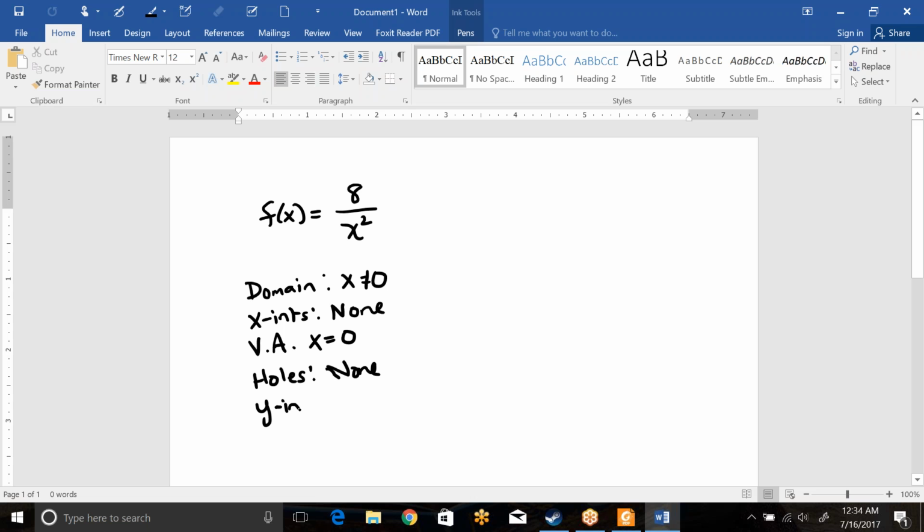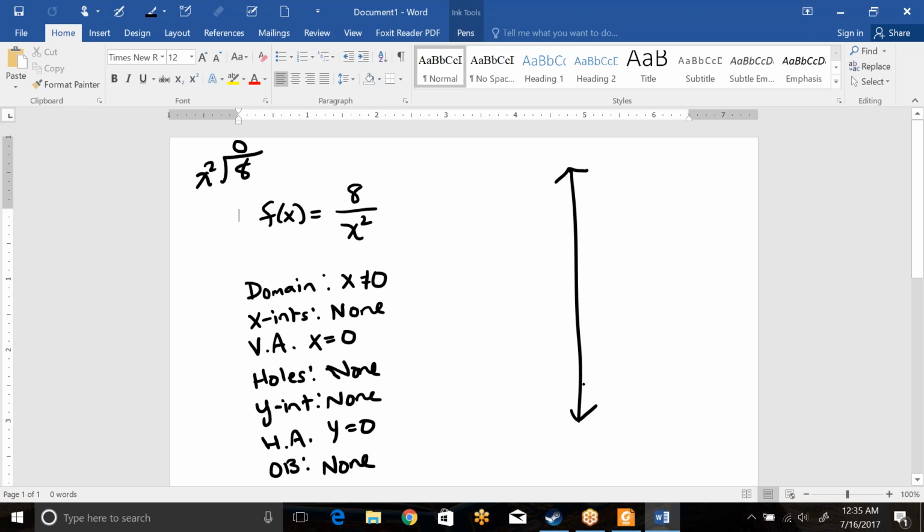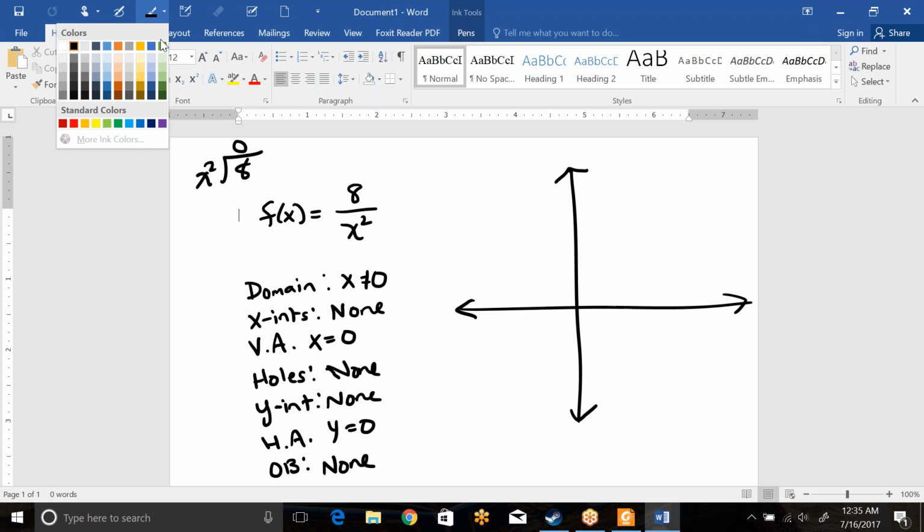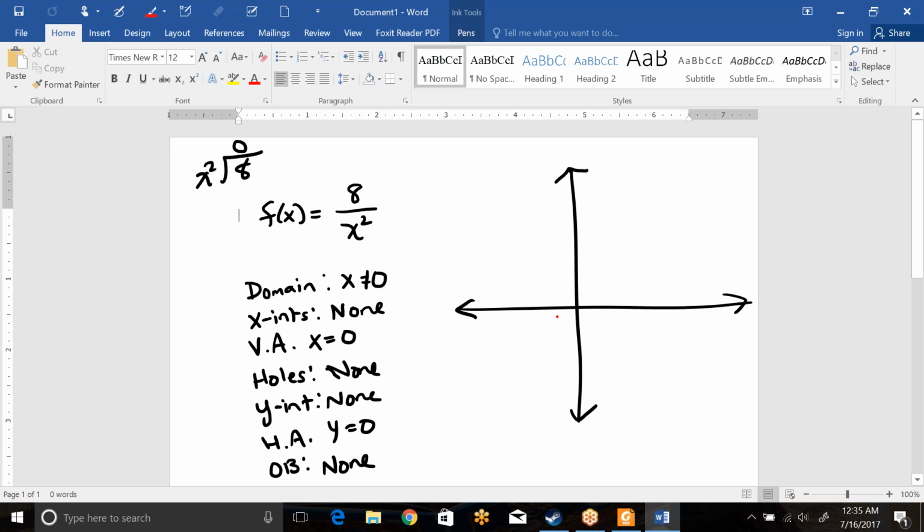Let's see, y-intercept, if you plug in 0 for x, that's undefined, so there is not one. And then horizontal asymptote versus oblique. If you try to do long division here, this again does not work. X² cannot go into 8, so it's horizontal because it's just a number. And it will be the x-axis, and then this is none. So we plot what we know, and I can use different colors here to emphasize my asymptotes.